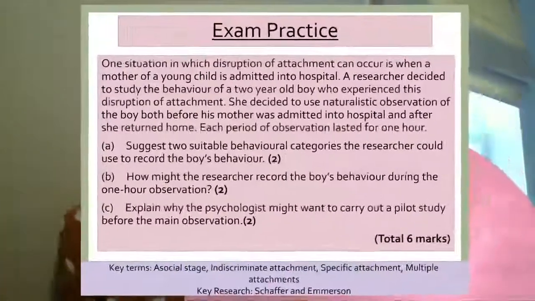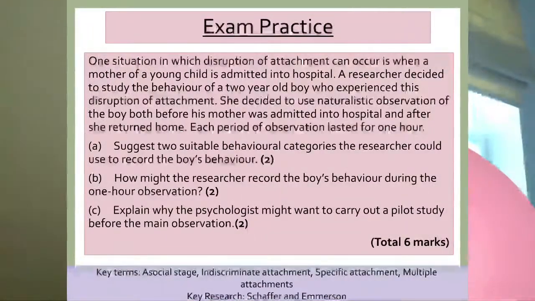And it's always helpful to do research methods anyway. So have a read of this. It's 6 marks, so because it's a methods question, it'll take you a little bit longer to read it, so maybe a maximum of 10 minutes on this question. So have a go at that, and then I'll go through the mark scheme.